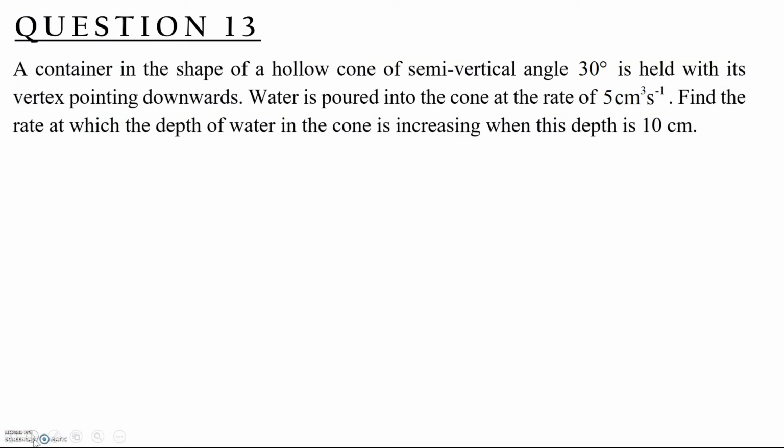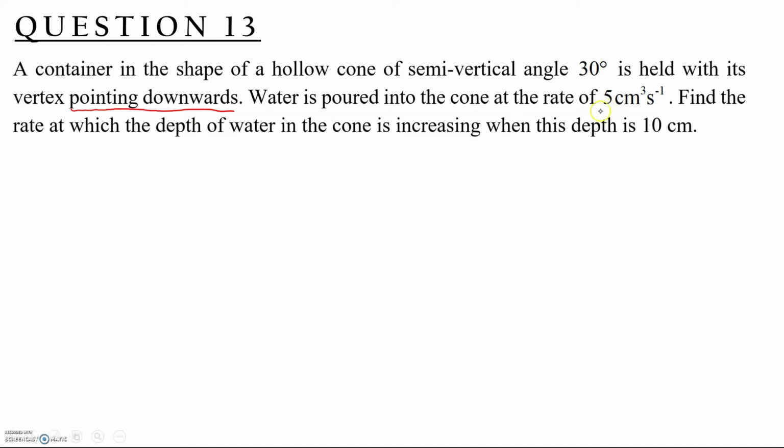Let's do question 13. A container in the shape of a hollow cone of semi-vertical angle 30 degrees is held with its vertex pointing downward. Okay, so vertex pointing downward. Water is poured into the cone at the rate of 5 cm³ per second. Find the rate at which the depth of water in the cone is increasing when this depth is 10 cm.